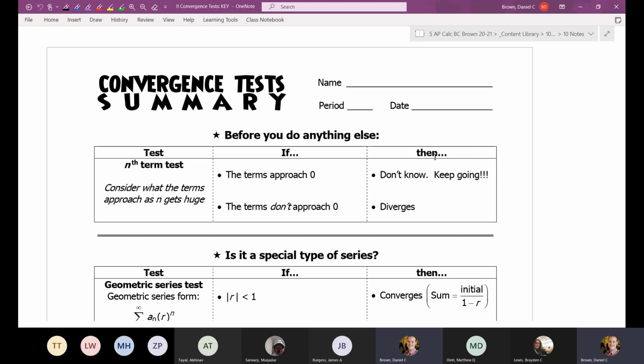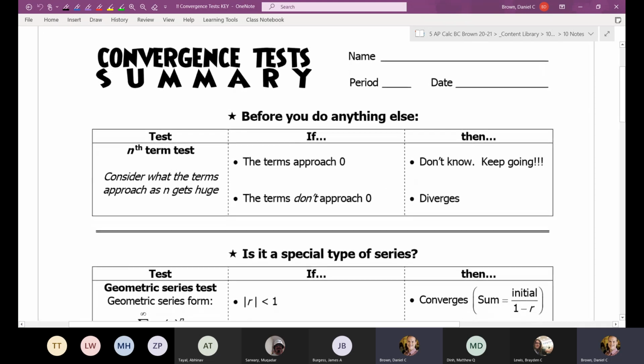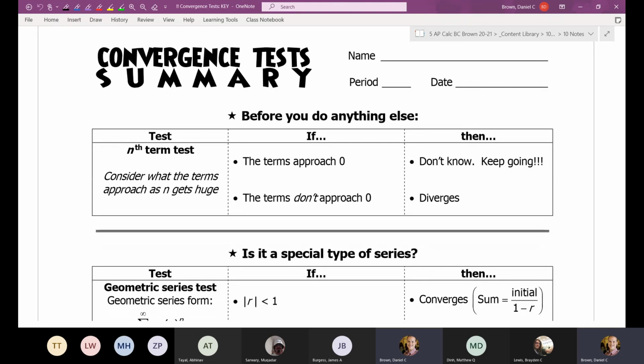So we started off talking about the nth term test. And the nth term test is just a test for divergence. You cannot prove a series is convergent using the nth term test. Main thing about the nth term test, if the limit of the term is not 0, then you know automatically it diverges without any more work. If your limit is 0, then we don't know anything and we would have to find a different test.